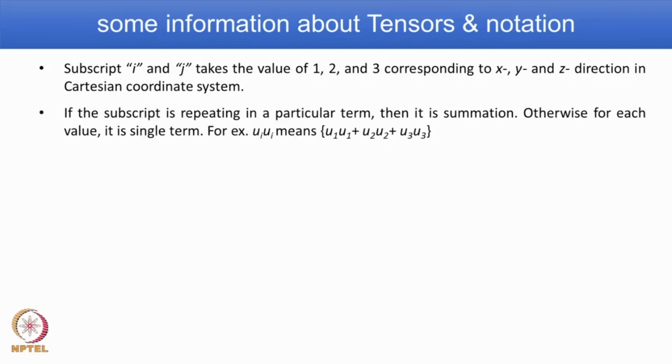If the subscript is repeating in a particular term, then it is summation. If it is not repeating, then for each value you get a single term. For example, if I write ui as one term, the subscript i is repeating, so it becomes a summation. In this case, as I mentioned before, i takes values 1, 2, 3, so you write ui very explicitly as u1 plus u2 plus u3. This is a short form of writing this quantity ui.